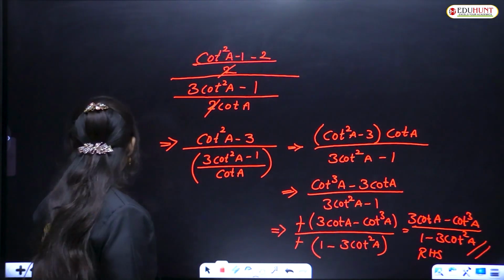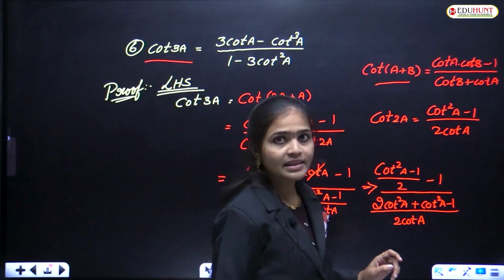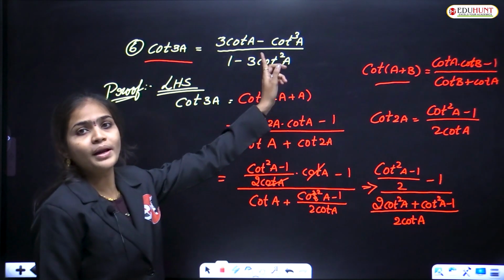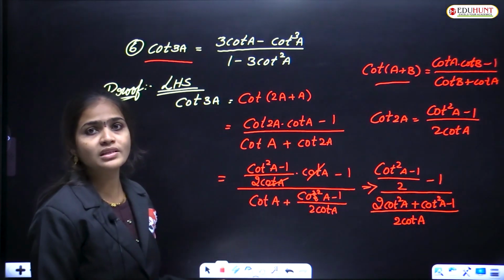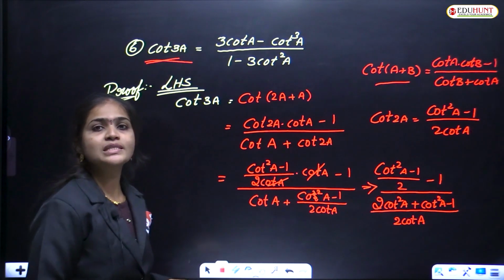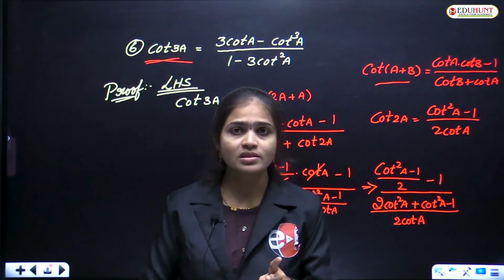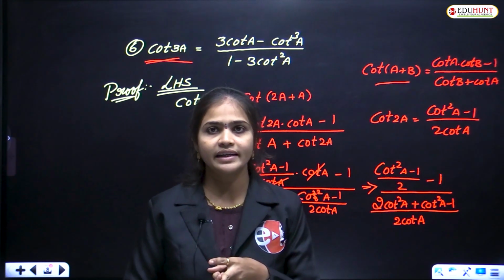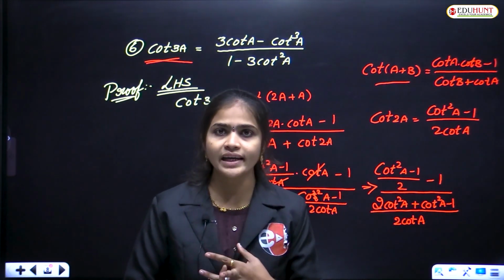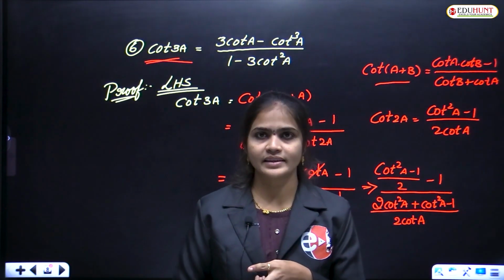Understand? So what is the formula for cot 3A? Cot 3A is equal to 3 cot A minus cot cube A by 1 minus 3 cot square A. So this is the formula for cot 3A. Understand? So in this video, what did we discuss? We discussed only two formulas. What are those? Tan 3A and cot 3A. These two are very important. So in this video we discussed only these two formulas, tan 3A and cot 3A.